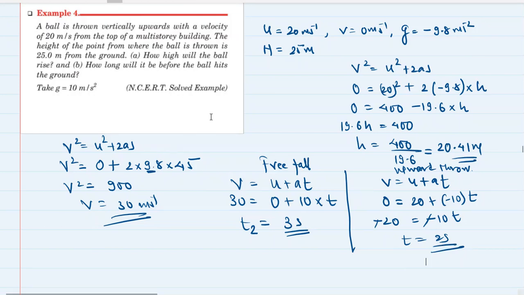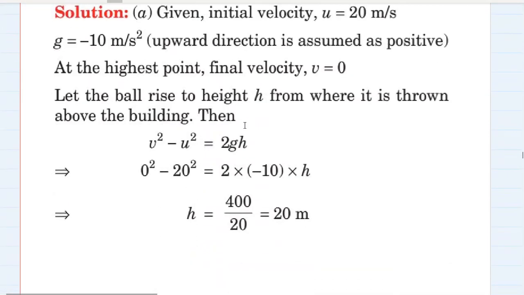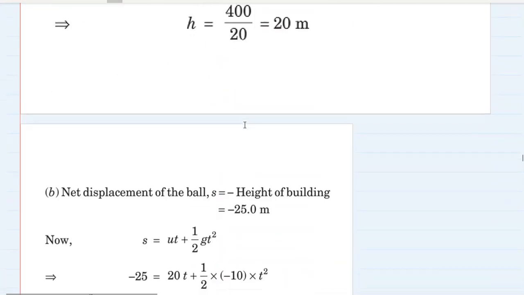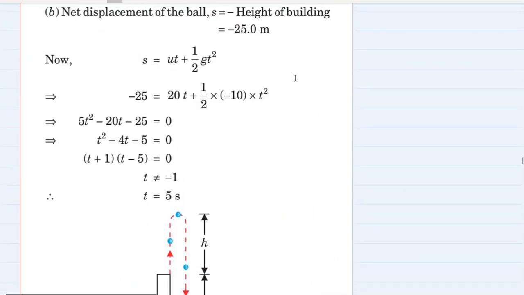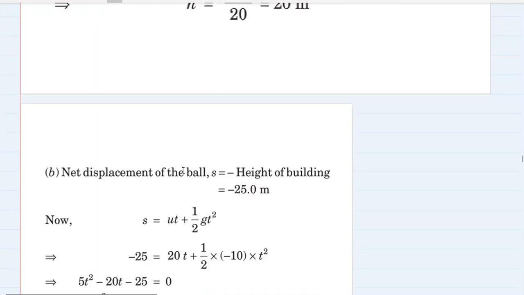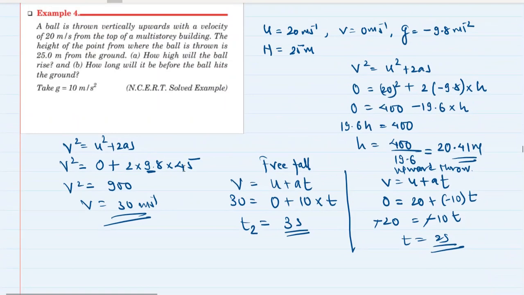Let's check if the answer is correct. So the first is 20 meters, that is correct, and time is 5 seconds. So they have used this equation which I did not want to, because it gives you a complicated quadratic equation, but this was easy actually. But still, the method which we have used, that is finding the time for two journeys.